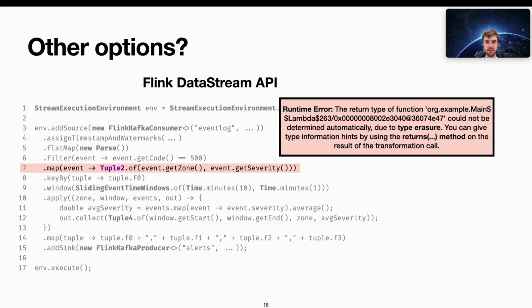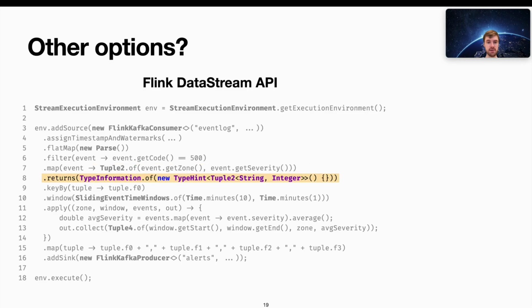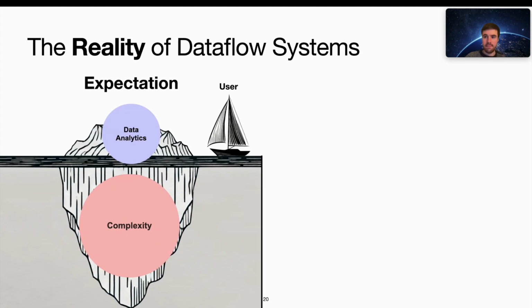This error says basically that the return type of this function could not be determined because its generic type parameters were erased. To fix this, we need to call the returns function and specify the return type manually. While this problem and many others like it are easy to solve, they only distract us from our real problem since they have no true relevance to our application.